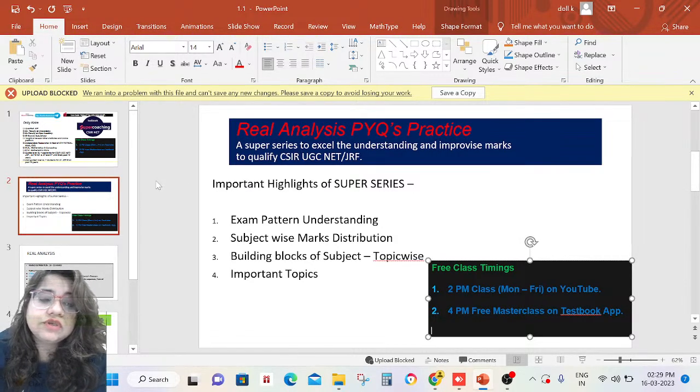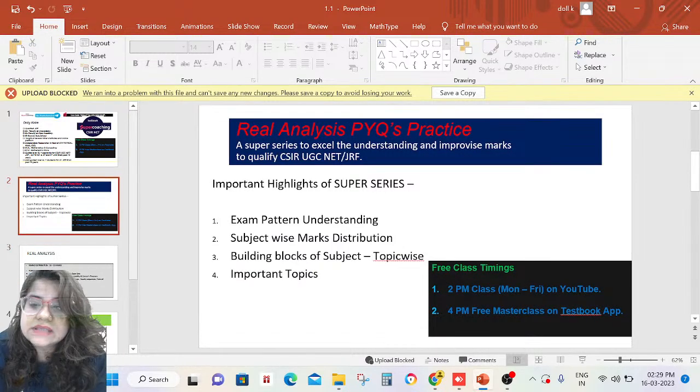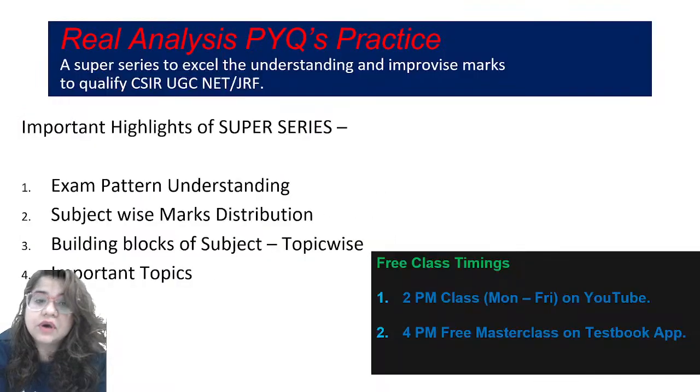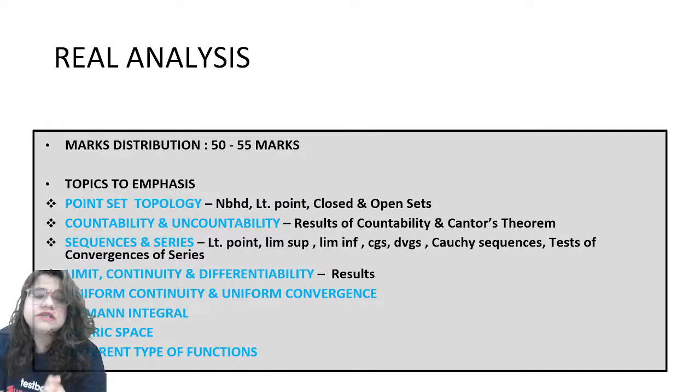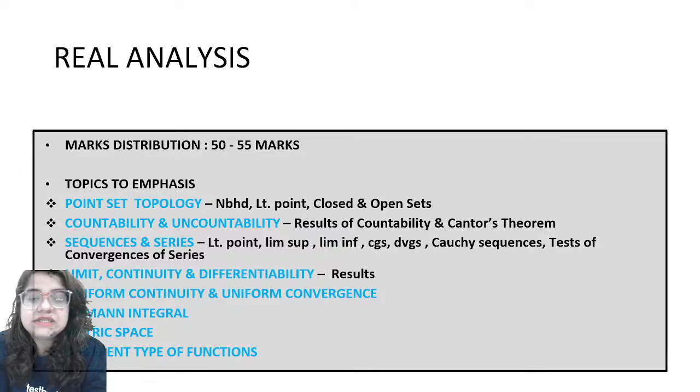Moving further, we were talking about the real analysis portion, where we are going to understand this 50 to 55 marks. This gives you clarity on topics such as points of topology, countability and uncountability, sequences and series, limit, continuity and differentiability, uniform continuity and uniform convergence. We're going to go through Riemann integrals, metric spaces, and different types of functions. One by one we're going to pick up each topic, work through its questions, and then understand how these questions work out further. Okay, so let's proceed.